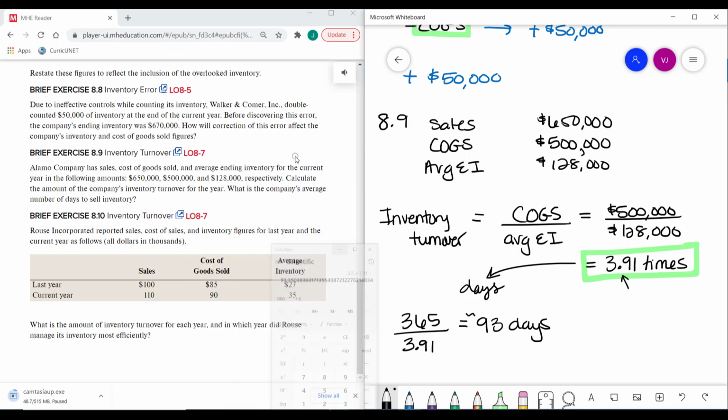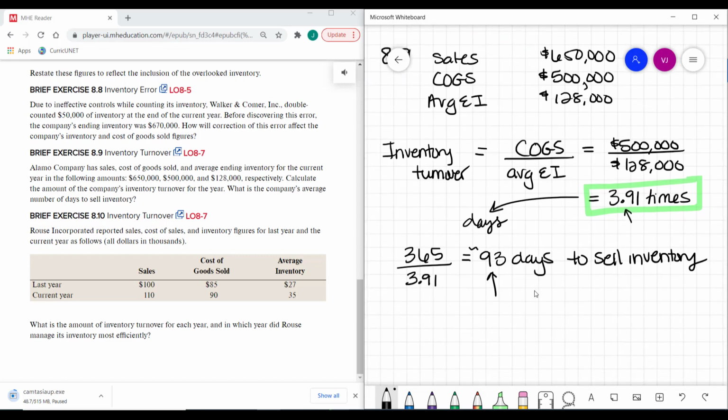So it takes this company on average about 93 days to sell its inventory. For any given item of inventory, it's sitting there for about 3 months before it's sold. Whether that's a good or a bad thing depends on the kind of company, right? And the industry that it's in and its past performance.